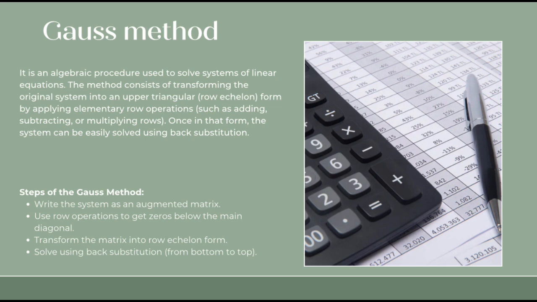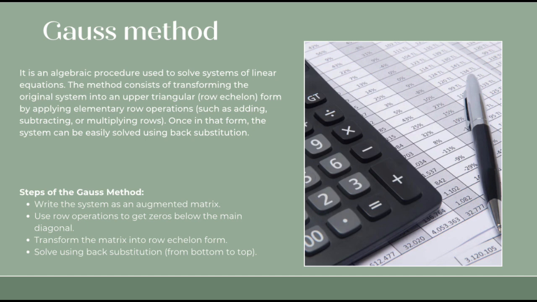Step 3: Use row operations to create zeros below the leading one in the first column. Subtract suitable multiples of the first row from the rows below it to eliminate the values under the first pivot. Step 4: Move to the next row and column and repeat. Make the next pivot a 1 if necessary, and use it to eliminate the values below it. Repeat this process for each row to create the upper triangular matrix.